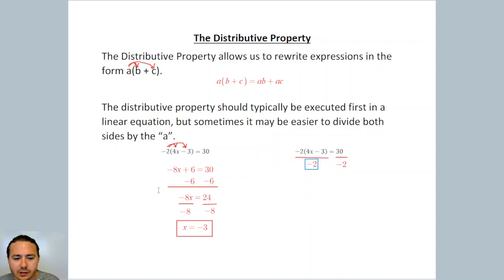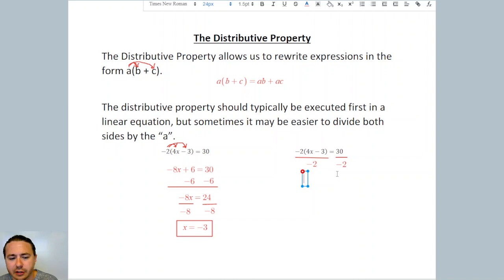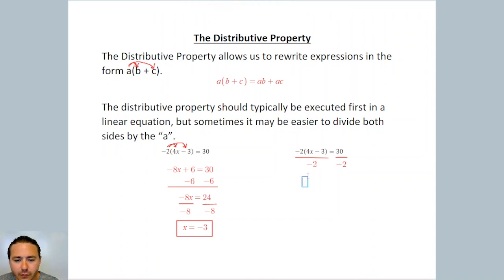If you work it this way versus the way I'm about to show you, I'm not sure you're really saving any steps, but there may be cases where this will make your problem a little easier, and we'll talk about that as soon as we're done solving this. So dividing both sides by -2 is going to give me 4x minus 3 equals -15.